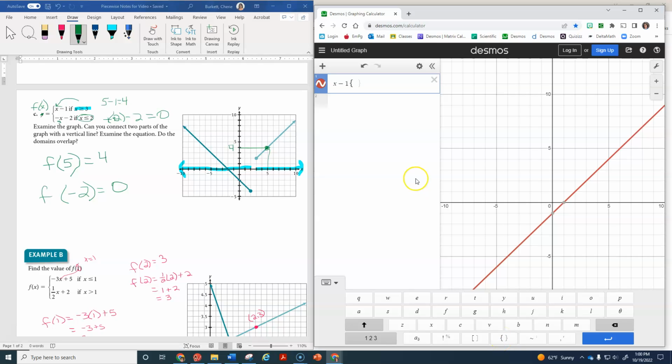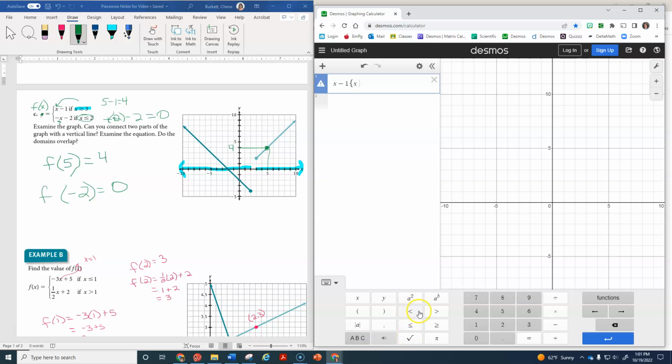I'm just using my keyboard to do that. But you have to open this little brace. That's what I call it, a brace. And then you're going to type in whatever restriction that they give you. So I'm going to type in X. I'm going to go back to the keypad here to get less than or equal to.